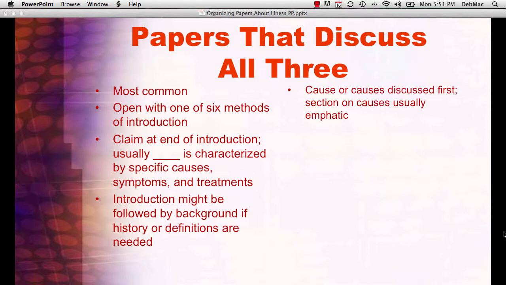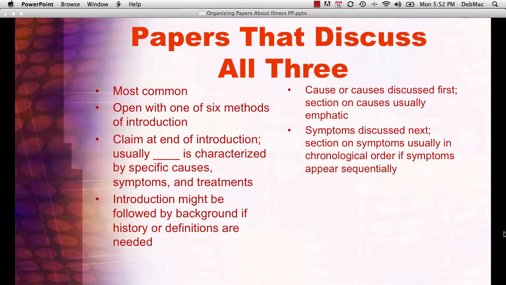Okay. After you finish the introduction and the optional background, if you feel one is needed, then you discuss the cause or the causes. If you talk about more than one cause, you use emphatic order for that section only in most cases. After the causes, you discuss the symptoms. And the section on symptoms is usually in emphatic order, particularly if the symptoms appear sequentially. But you kind of have to use the same guidelines that you would if you were writing about only symptoms.